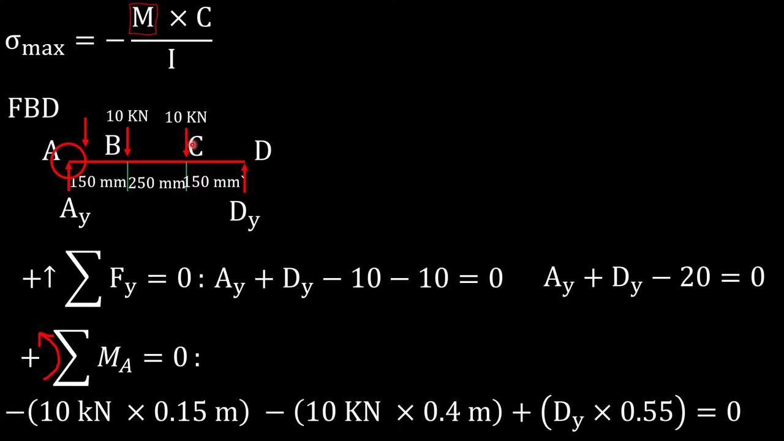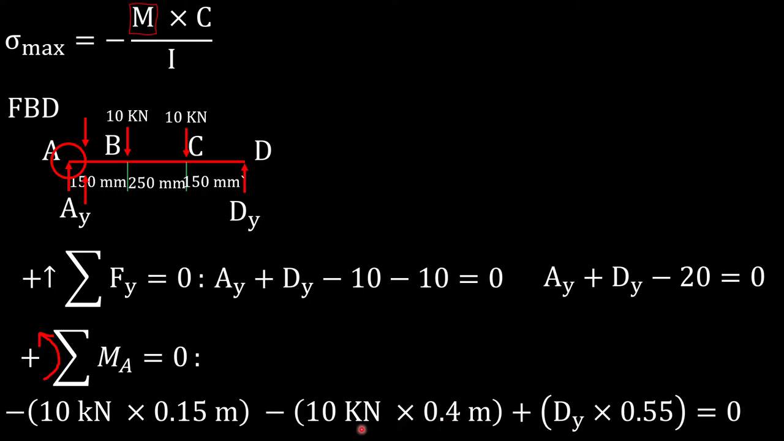And the same thing for the vertical force at C, which is 10 kilonewton times the distance to A, which is 0.4 meter. When we apply the 10 kilonewton at C at the end of the wheel, it will cause the wheel to go clockwise. So that's why we also have a negative here. D sub y, if applied at the end of the wheel, will cause the wheel to go counterclockwise. That's why here we have positive. And the distance from D sub y all the way to A is 0.55 meter.